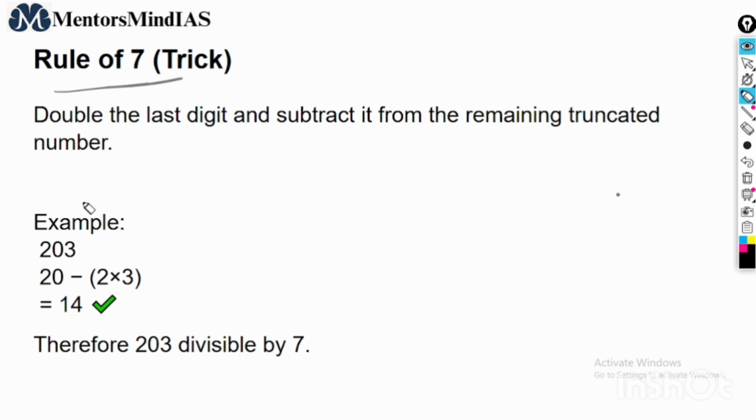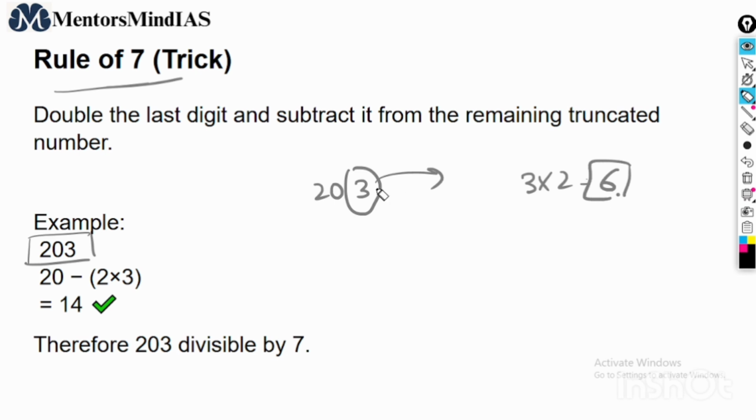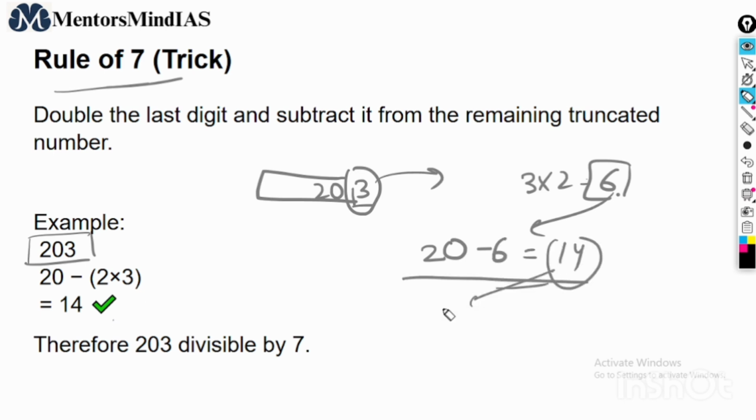In case you have a number, say 203, the first thing you have to do is take the last digit, the unit digit, and double it. 3 into 2, 6. Now apart from this unit digit, the remaining number, here it is 20, you have to subtract this doubled number from it. 20 minus 6 is equal to 14. Now, if this number is divisible by 7, then your whole number is divisible by 7 too. 14 is divisible by 7, therefore 203 is also divisible by 7.